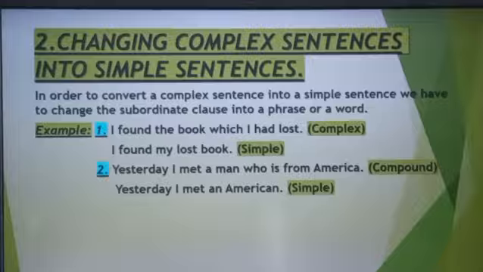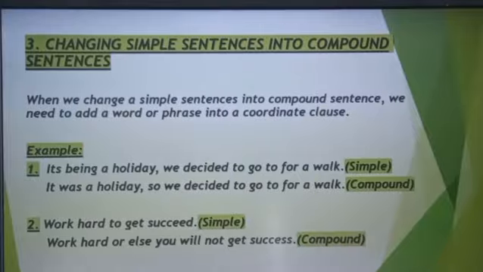In order to convert a complex sentence into a simple sentence, we have to change the subordinate clause into a phrase or a word. Example: I found a book which I had lost. This is a complex sentence. How do we change it into simple? I found my lost book. Second example: yesterday I met a man who is from America. This is a complex sentence. Yesterday I met an American. This is a simple sentence.